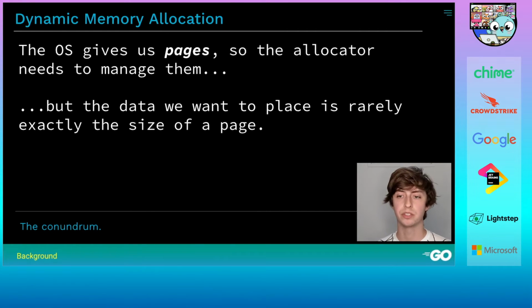So how do pages fit into this? Well, recall that a page is fixed length and the smallest unit the OS knows how to talk about.